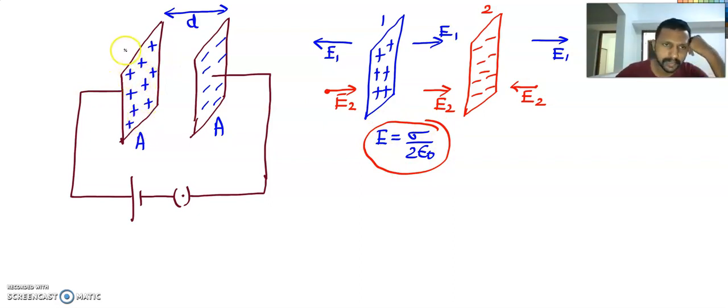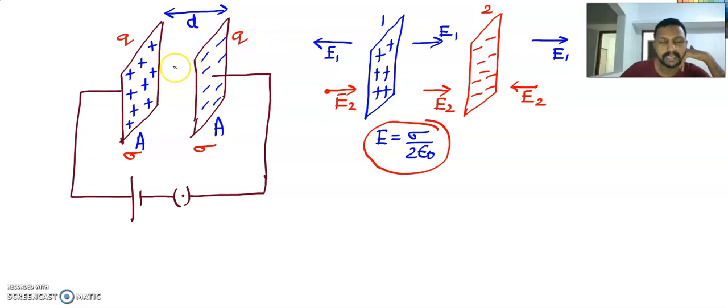This sheet has a plus Q charge, which means this sheet will have a minus Q charge. Therefore, since the plate area and charge accumulation are the same, I can say the surface charge density of this sheet is equal to the surface charge density of this sheet. If we consider this diagram for the parallel plate capacitor, you could clearly see the electric field intensity will only exist between the plates of the capacitor.